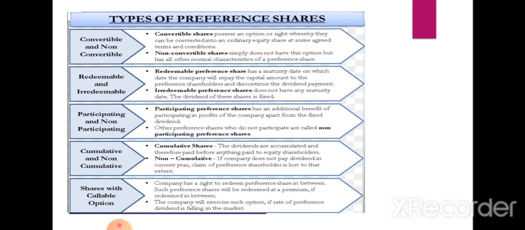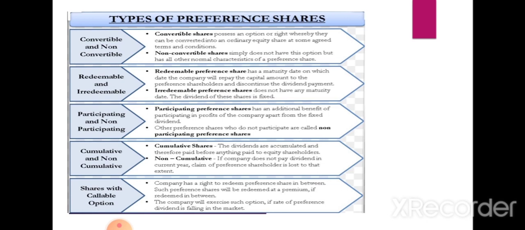Next, we have cumulative and non-cumulative. Cumulative preference shares are shares which have the right to receive arrears of dividend before the payment of dividend to equity share holders. Next, we have non-cumulative preference shares. These are the preference shares which do not have the right to receive arrears of dividend.